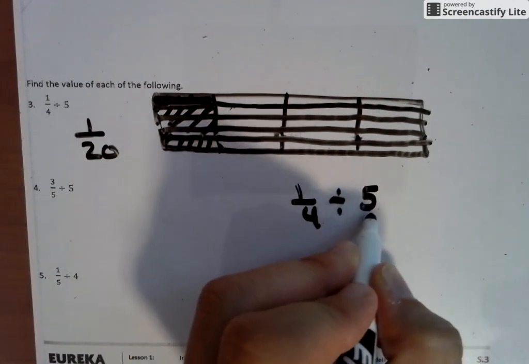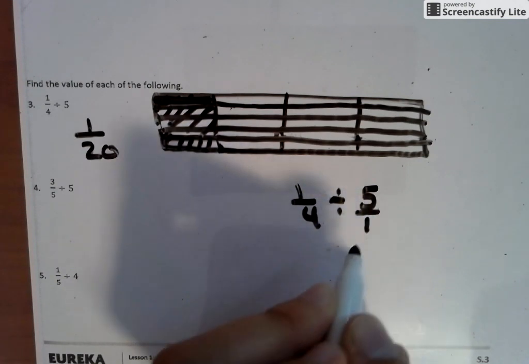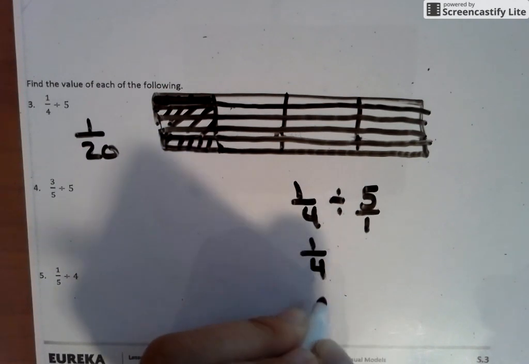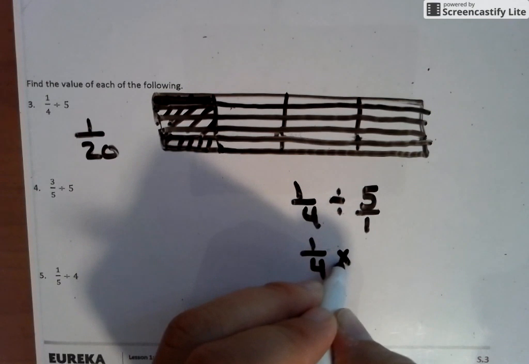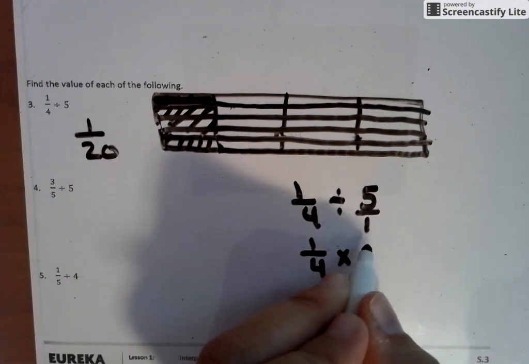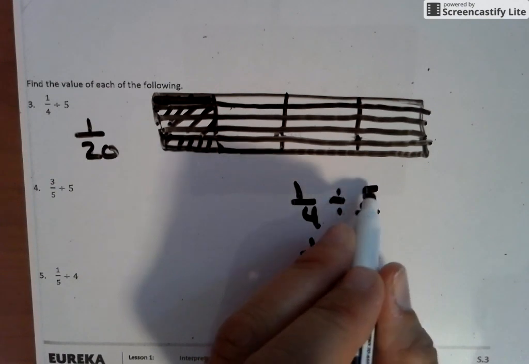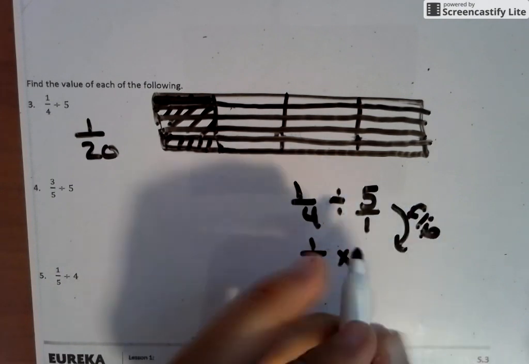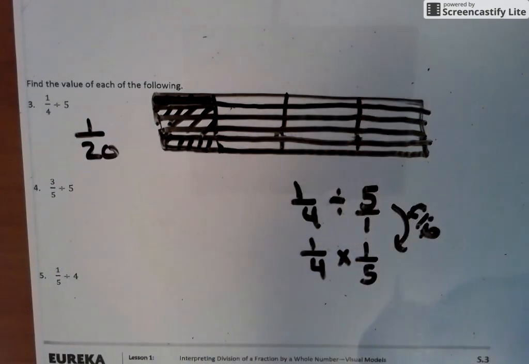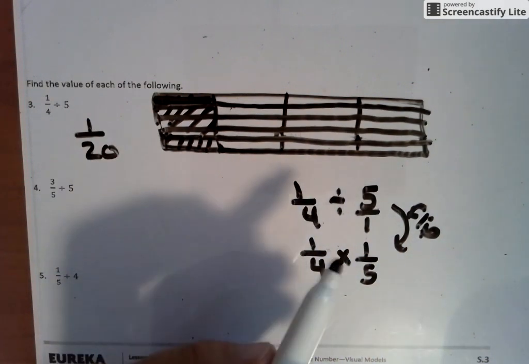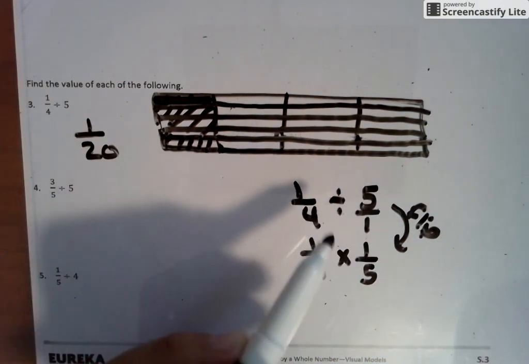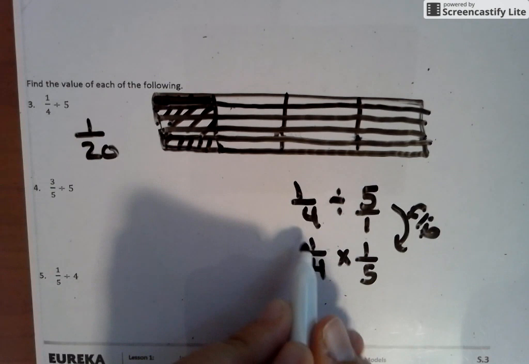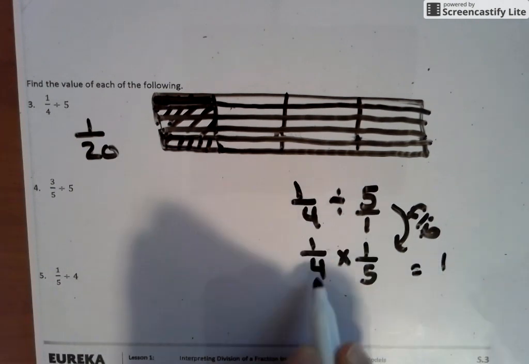Standard algorithm would look like this. We would rewrite the problem. All whole numbers are numerators, and the denominator is 1. We're going to bring down this left side fraction. We are going to change the division sign to a multiplication sign. And we are going to do the reciprocal, or the multiplicative inverse, of this right fraction, which means we are going to flip it over. A nice way to remember this is drop, change, flip.